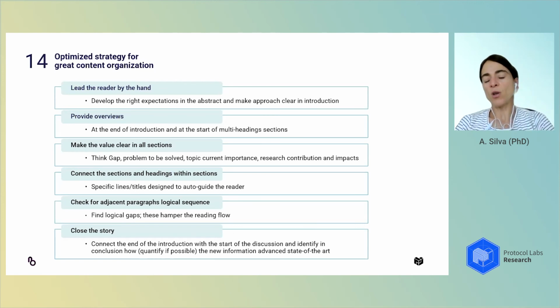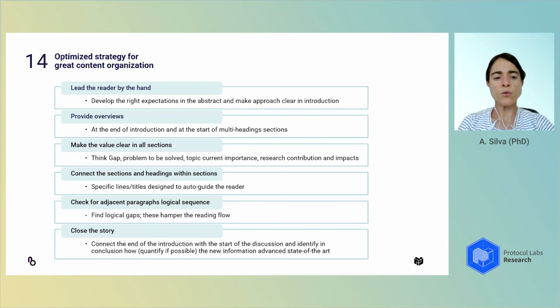Identify the value in all sections. Really, this is absolutely key to get published in a very good journal and to receive a lot of attention. And make sure that your research is used by the right people. So think about gaps, problems to be solved, current importance, cite authorities to say, someone has said this is very important to do now, expected research contribution and impacts.